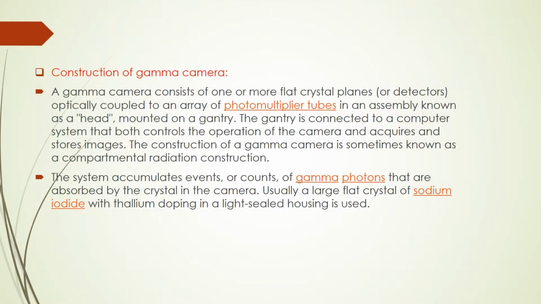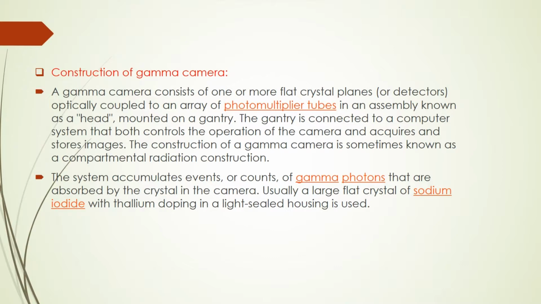A gamma camera consists of one or more flat crystal planes or detectors optically coupled to an array of photomultiplier tubes in an assembly known as a head, mounted on a gantry. The gantry is connected to a computer system that both controls the operation of the camera and acquires and stores images. The construction of a gamma camera is sometimes known as a compartmental radiation construction.